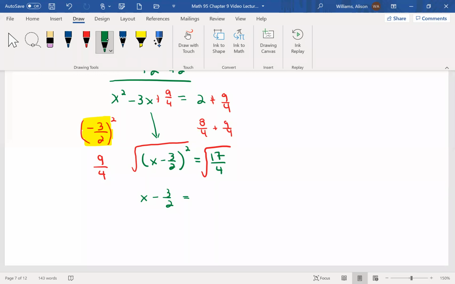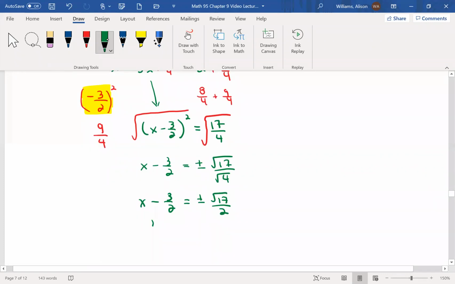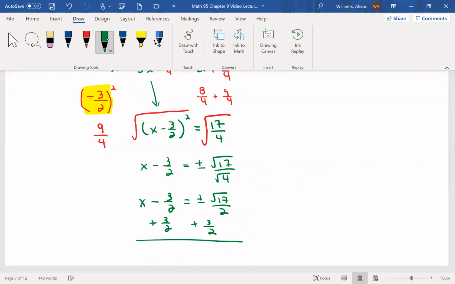And it's been a while, I'm sure, for many of you, but you can break up the radical over a fraction. So I'm going to rewrite it as the square root of 17 over the square root of 4, and I also put my plus or minus there. Now I can't take the square root of 17, but I can take the square root of 4. The square root of 4 is 2. Okay, so now to finish solving for x, I'm going to add 3 halves, but I can't actually add 3 halves. They're not like terms. I'm just going to stick it in the front.